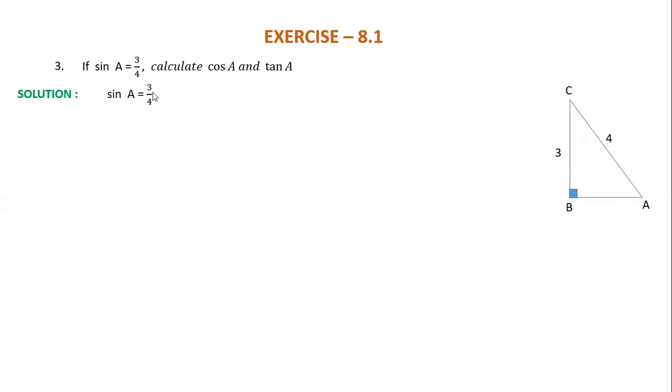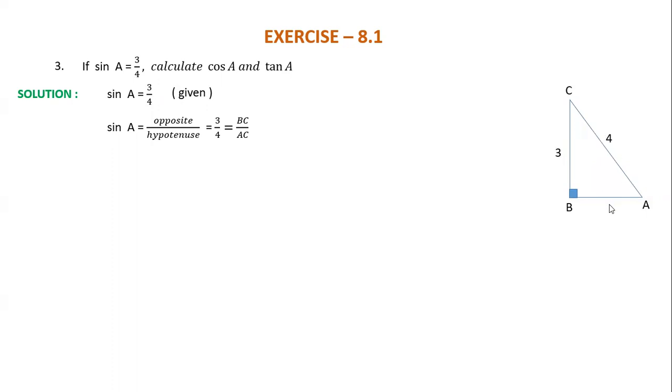Question number 3. If sin A is equal to 3 upon 4, calculate cos A and tan A. This is the figure. So in this figure, sin A, what is sin? Opposite upon hypotenuse. The opposite is 3, hypotenuse is 4. So sin A is equal to 3 upon 4, which is given, which is equal to BC upon AC. That means BC is 3, AC is 4.